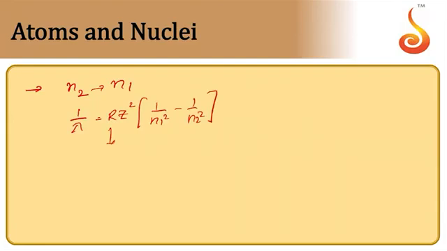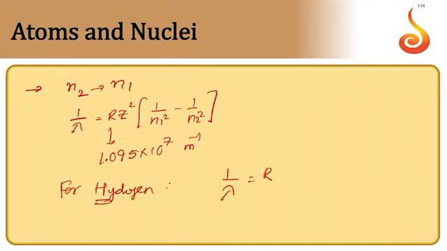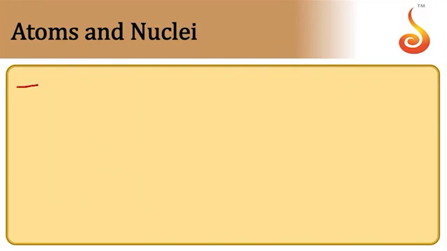where R is the Rydberg constant having a value 1.095 into 10 to the power of 7 per meter. And for hydrogen, this is written as 1 by lambda is equal to R into 1 by N1 square minus 1 by N2 square. Depending on these N1 and N2 combinations, we have what are known as spectral series, the spectral series of the hydrogen atom.